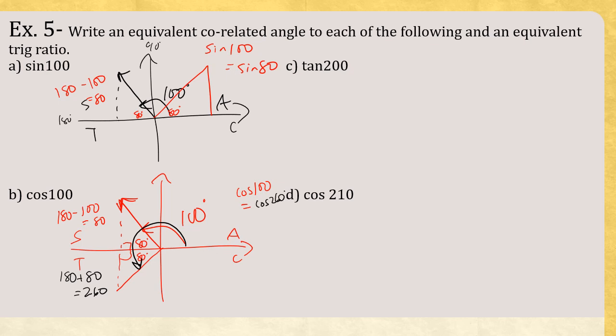Let's double check our answer. Cos 100, negative 0.17, and so on. Cos 260. Whoa, same thing. Awesome. Let's try it again.